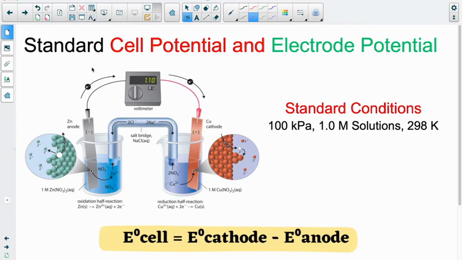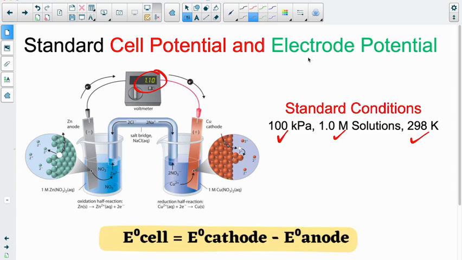This video is on standard cell potential and electrode potential. Standard cell potential is the voltage that is produced by a voltaic cell under standard conditions: 100 kilopascals, 1 molar solutions, and 298 kelvins. In this case, I have a zinc and copper voltaic cell, and you can see that the voltage produced by this voltaic cell, which is a spontaneous redox reaction, is 1.1 volts.